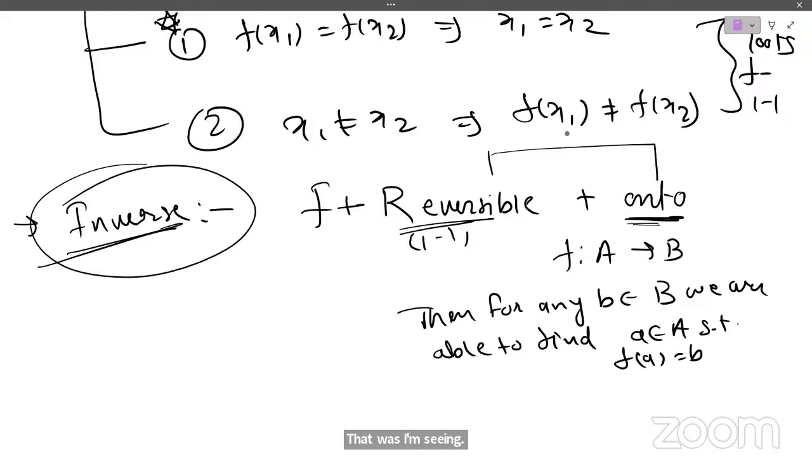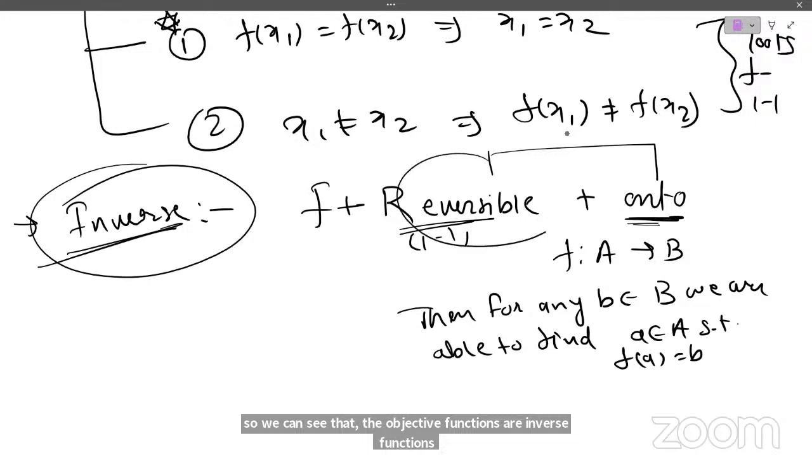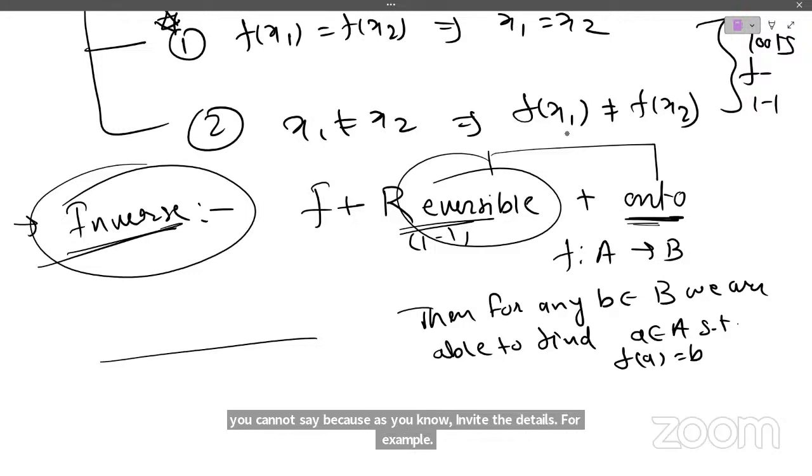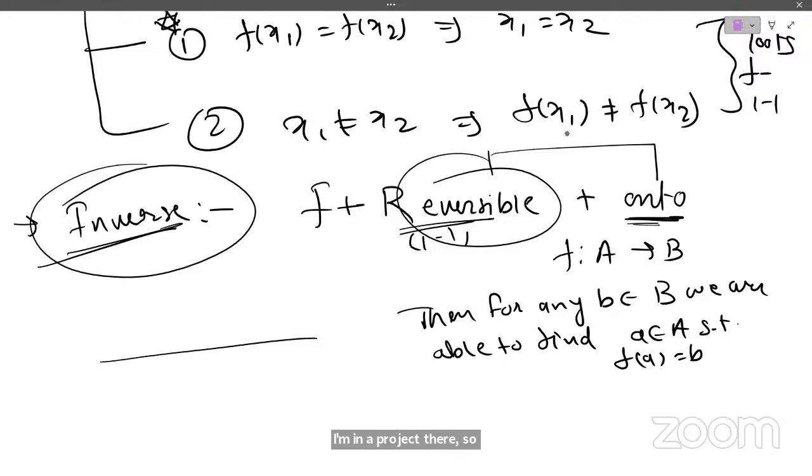Ma'am, so we can say that surjective functions are inverse functions. No, you cannot say that, because you want invertibility also. Bijective is the name for invertible also. Bijective and invertible are the same. Bijective functions are always invertible, because bijective is something which says invertible. Invertible and bijective, they are the same.